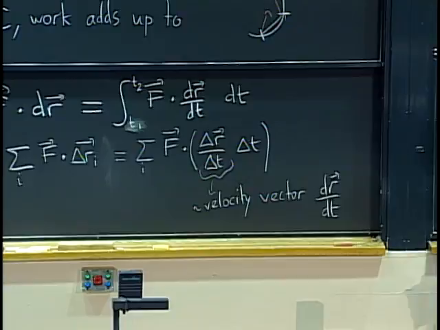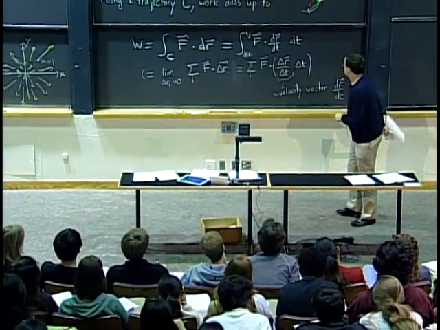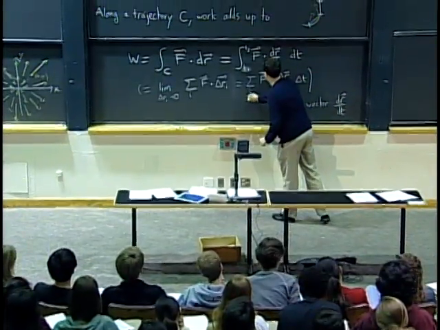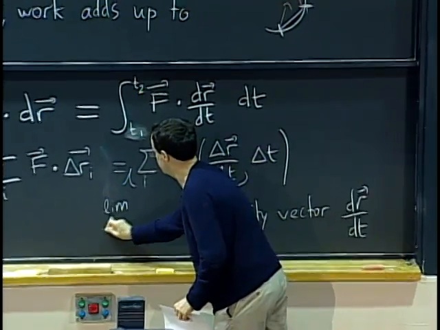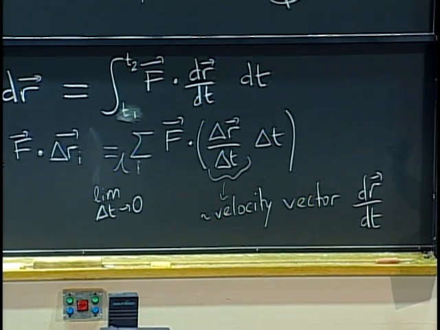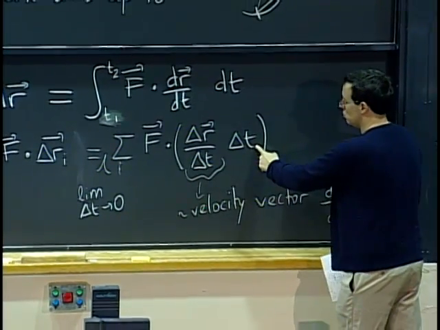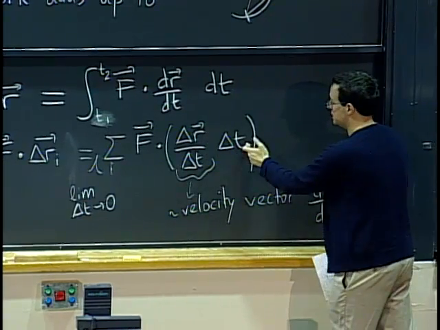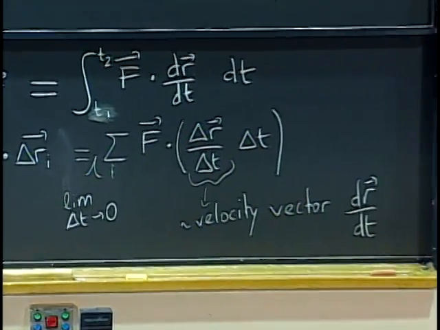So here I need to put a limit as delta t tends to 0. I cut my trajectory into smaller and smaller time intervals. For each time interval, I have a small motion, which is essentially velocity times delta t, and then I dot that with a force, and I sum them.